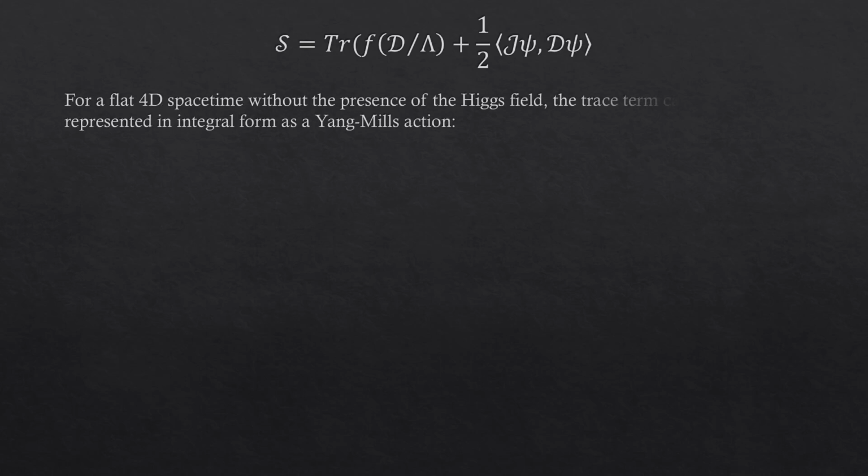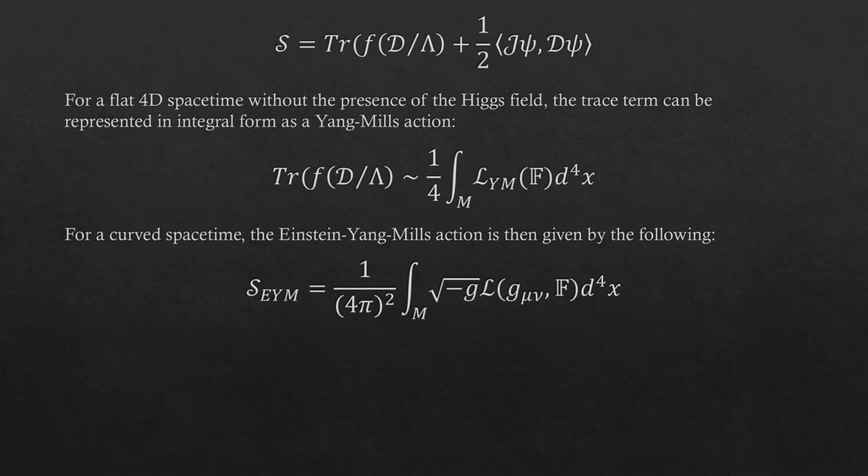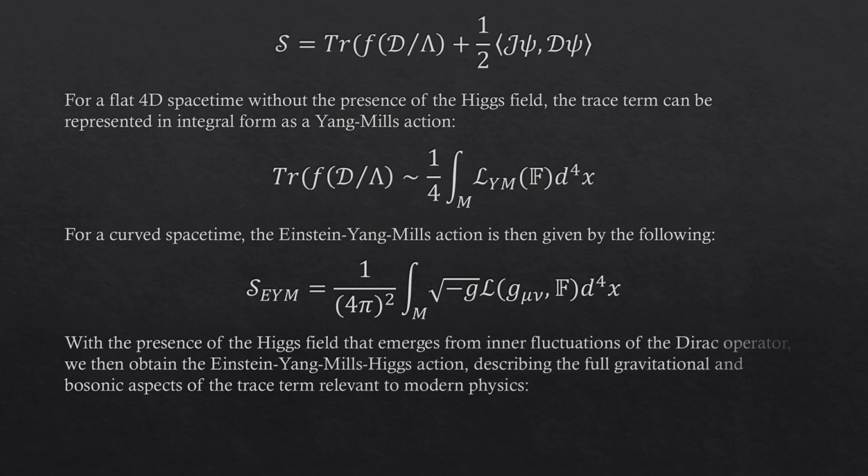For a flat 4D spacetime without the presence of the Higgs field, the trace term can be represented in integral form as a Yang-Mills action. So we have 1/4 the integral over the manifold of the Yang-Mills Lagrangian integrated over spacetime. For a curved spacetime, the Einstein-Yang-Mills action is then given by the following. Recalling here that G is the determinant of the metric tensor. With the presence of the Higgs field that emerges from inner fluctuations of the Dirac operator, we then obtain the Einstein-Yang-Mills Higgs action, describing the full gravitational and bosonic aspects of the trace term relevant to modern physics.